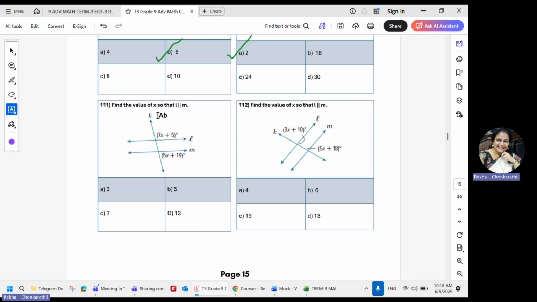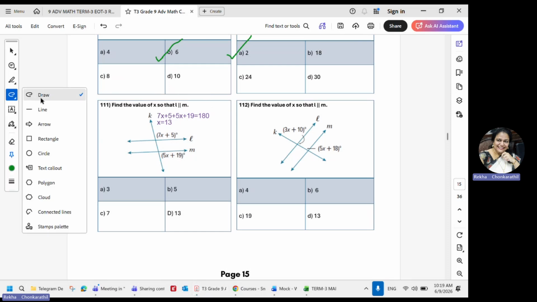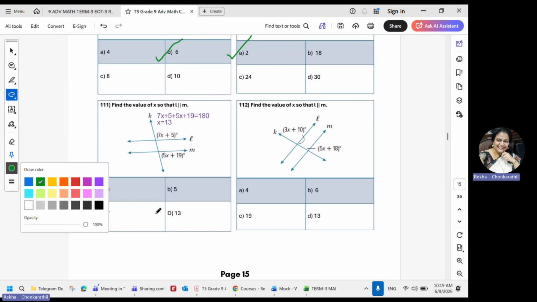So what would be the equation for this? Add them and then equate it to 180. 7x plus 5 plus 5x plus 19 equals 180. When you solve for x, you will get 13. So you have option D as your answer.